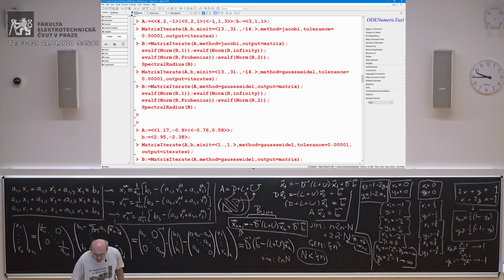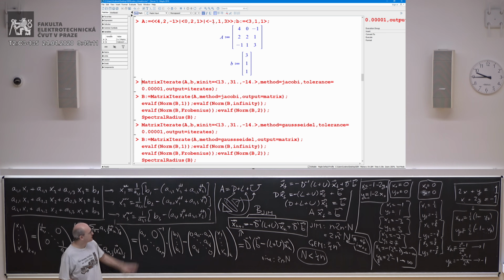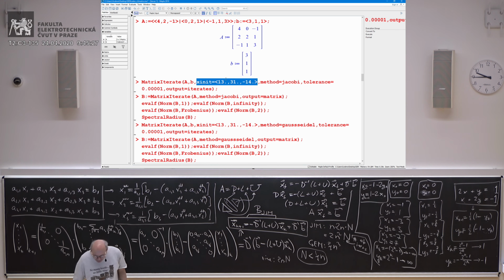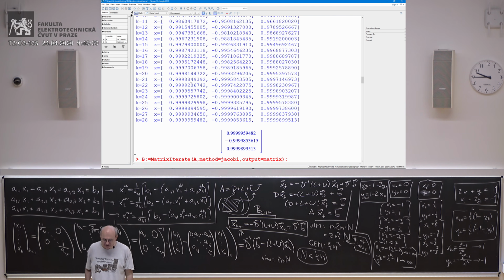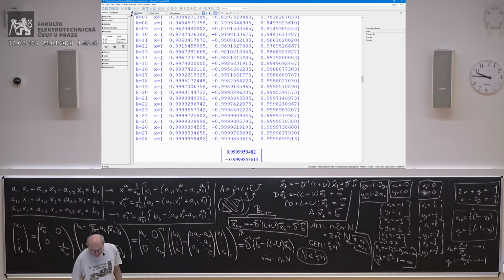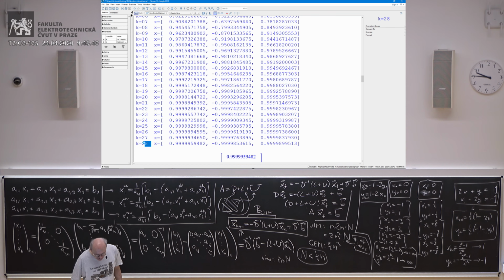So here we have a matrix 3 by 3. I didn't really feel like doing calculations by hand with such a big matrix. Big in quotation marks, but with a computer I can easily ask for iteration. Here is a Jacobi method specified, and here is the initial vector, which I just, well, wait, these are my favorite numbers essentially. Let's see. I fire it up, and after 28 iterations I got something which is almost 1, -1, and 1, which is accidentally the right answer. So in this particular example, the Jacobi iterative method converged. But it took 28 iterations.